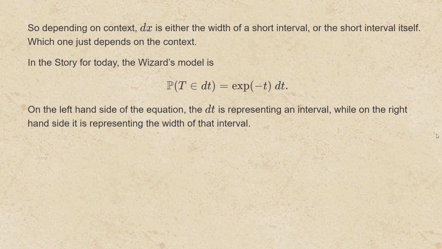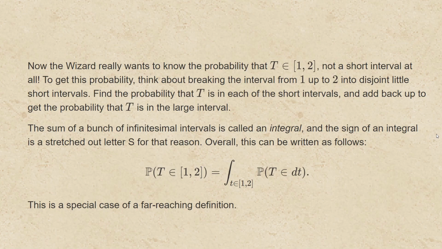In the story for today, the wizard's model is that the probability that big T is in dt equals e to the minus t dt. On the left-hand side of the equation, the dt is representing an interval, while on the right-hand side, it is representing the width of that interval. Now, the wizard really wants to know the probability that t is in the interval from 1 to 2, not a short interval at all. To get this probability, think about breaking the interval from 1 up to 2 into disjoint little short intervals. Find the probability that t is in each of the short intervals and add back up to get the probability that t is in the large interval.